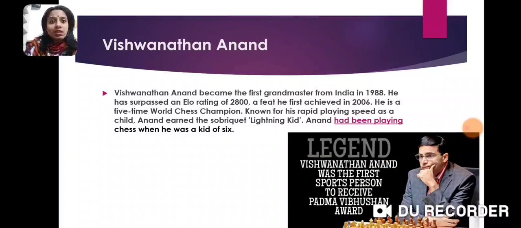Next is Vishwanathan Anand. Vishwanathan Anand became the first Grandmaster from India in 1988. He had surpassed an ELO rating of 2800, a feat he first achieved in 2006. He is a 5-time world chess champion, known for his rapid playing speed as a child. Anand earned the sobriquet Lightning Kid.